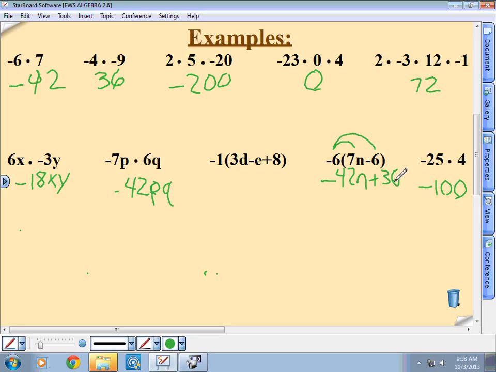And Linda will give you the last one. I saved the best for you. Negative 1 times the quantity 3d minus e plus 8. Now, this negative 1, I put in there to help you out. But a lot of times you'll see this is just negative, right? Because the 1 is implied. I can just put a minus out there.